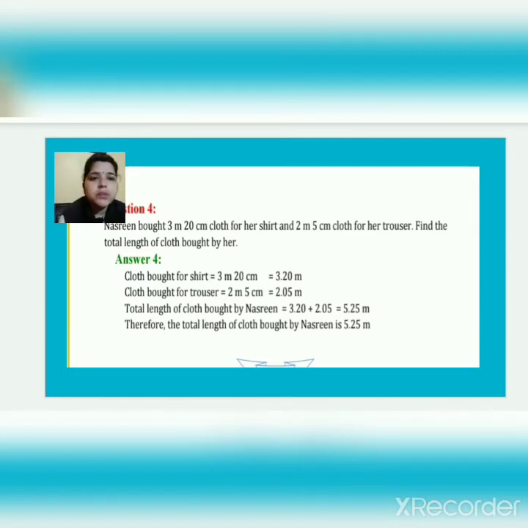Nasreen brought 3 meter 20 centimeter of cloth for her shirt and 2 meter 5 centimeter of cloth for her trouser. Find the total length of cloth brought by her. So what did she bring? She brought cloth for her shirt and cloth for her trouser. The cloth for the shirt is 3 meter 20 centimeter and the cloth for the trouser is 2 meter 5 centimeter. It is asking to find the total length of the cloth brought by her. So what to do? Convert centimeter into meter.